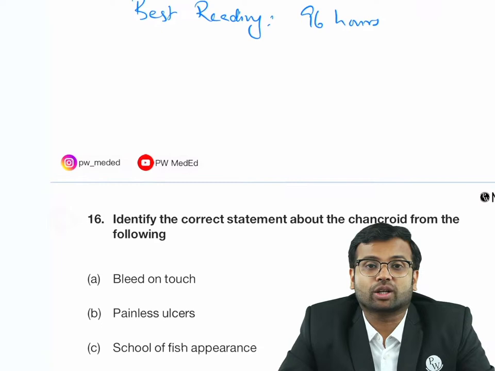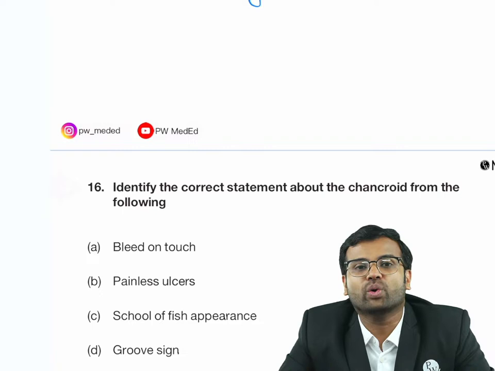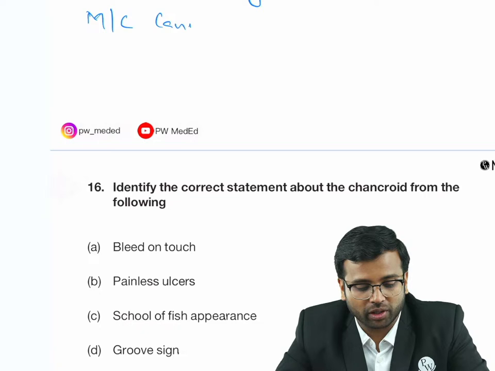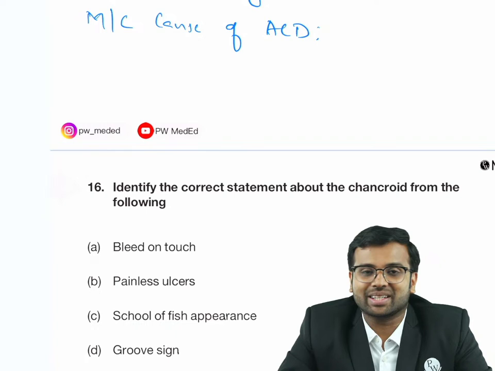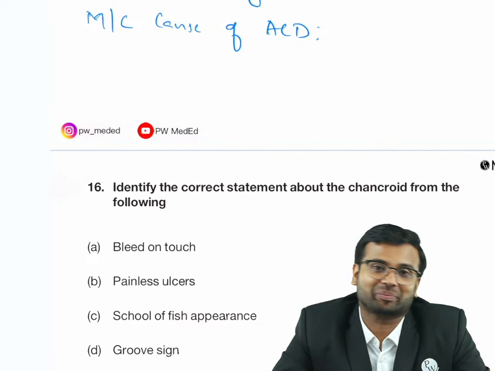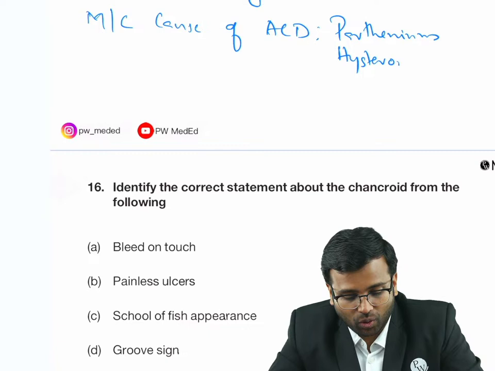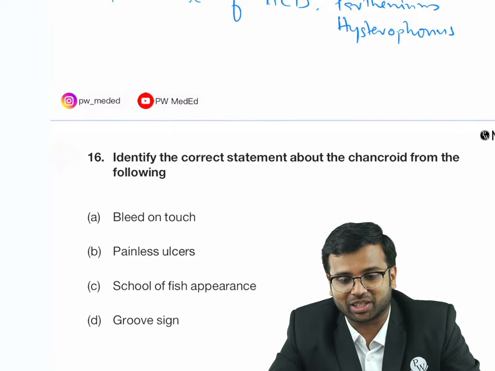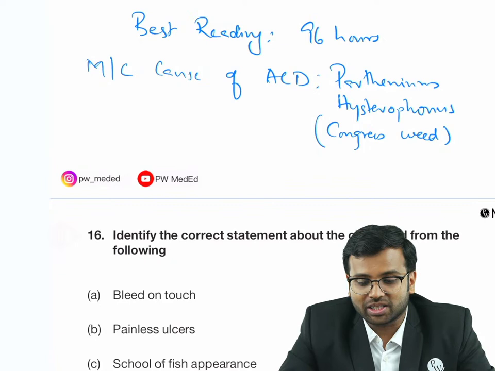So that is all about allergic contact dermatitis. Now before I go to the next topic, I just want to ask you one more question. What is the most common cause of allergic contact dermatitis? Can anybody answer this bonus question? Let me see who can answer this. I'll give you a hint. This is a plant. It's called Parthenium hysterophorus. It's also called the Congress weed, isn't it? So this is the most common cause of allergic contact dermatitis.